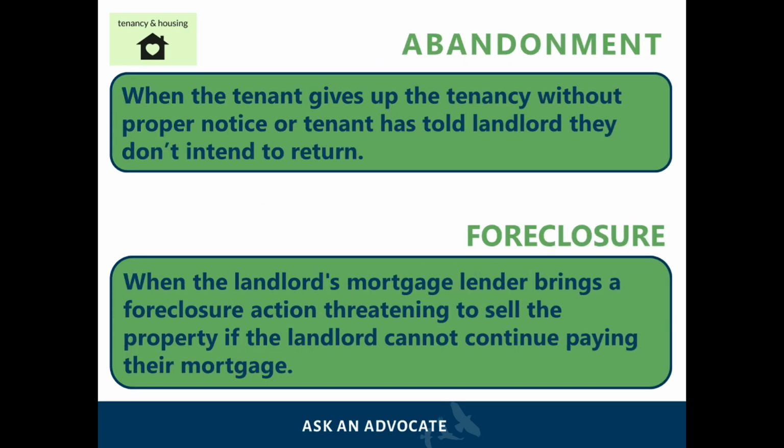Abandonment occurs when a tenant gives up the tenancy without proper notice. That is to say that the tenant has removed all their personal belongings from the unit and is not expected to return. Abandonment can also occur when the tenant informs the landlord that they do not intend on returning to the unit. Foreclosure, however, occurs when the landlord can no longer pay their mortgage and the bank has threatened to sell their property.